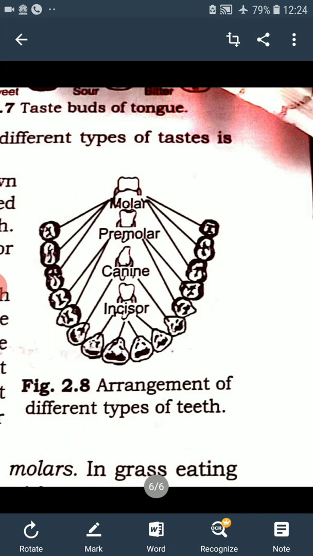Again in the other half section in a similar way, 2 incisor, 1 canine, 2 premolar and 3 molar. Same in the upper jaw. Fine. So this is the set of the teeth.